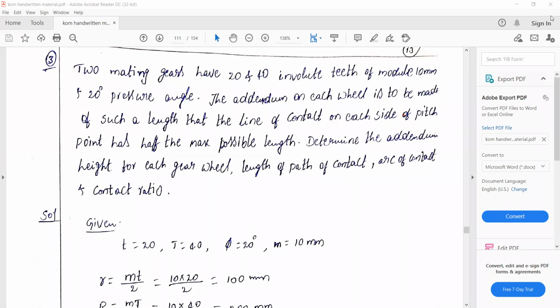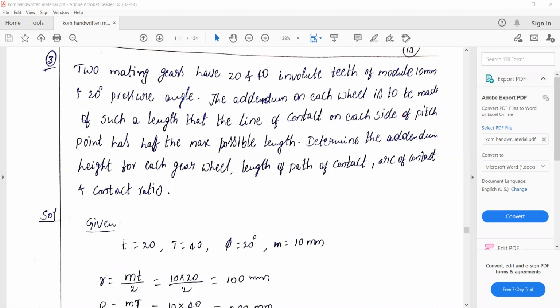The line of contact on each side of the pitch point has half of the maximum possible length. Determine the addendum height of each gear wheel, the length of the path of contact, the arc of contact, and the contact ratio. So contact ratio is very important. It is a very easy problem, just observe. Read the problem carefully.